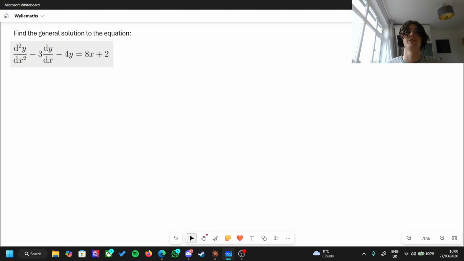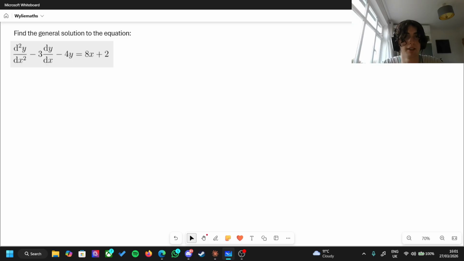So now we move on to the second question. Find the general solution to the equation d squared y over dx squared minus 3 dy dx minus 4y equals 8x plus 2. Now, what do we notice is different about this equation? It is a non-homogeneous second order differential equation. Non-homogeneous, standing for that it does not equal 0. It equals some other function of x.